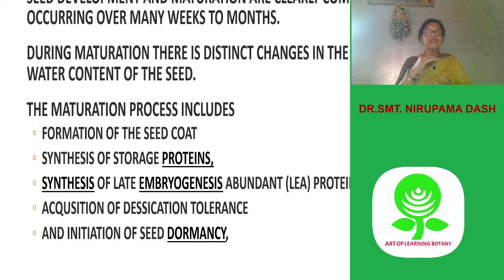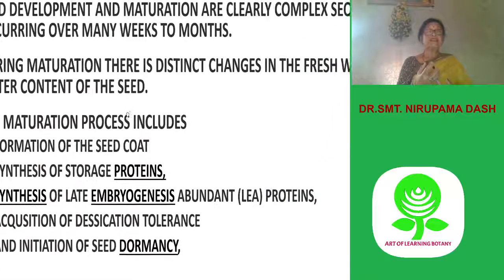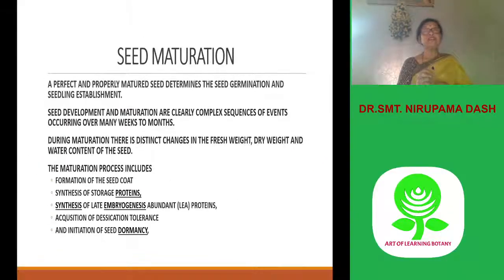The seed coat becomes hard and porous. There is also synthesis of storage protein, synthesis of late embryogenesis abundant protein, acquisition of desiccation tolerance so that the seed can tolerate dry conditions, and initiation of seed dormancy. Dormancy is the resting period of the seed.